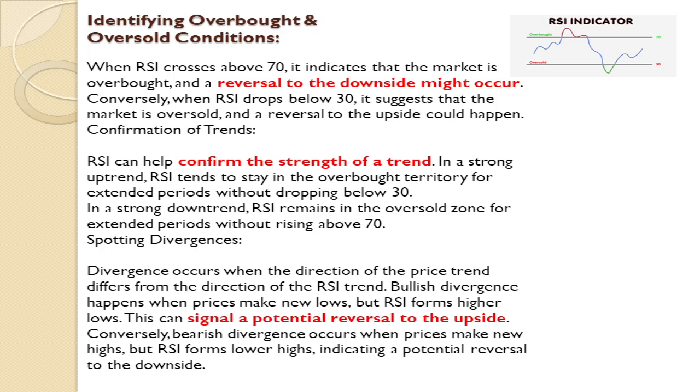So there are two kinds of divergences. There is a bullish divergence, which happens when the prices make new lows, but the RSI forms higher lows. That means it's going opposite. This can signal a potential reversal to the upside. Hold it right there. I need to explain that a little bit to you.